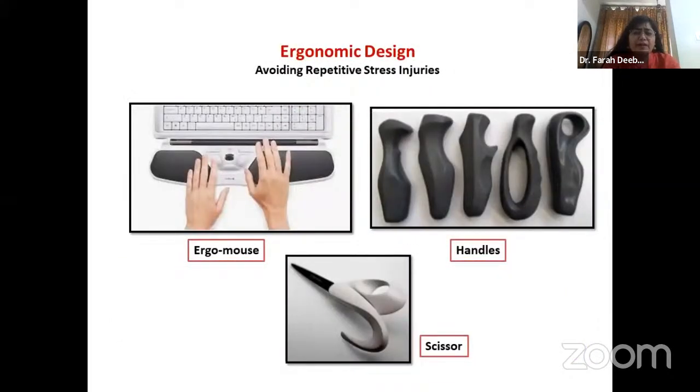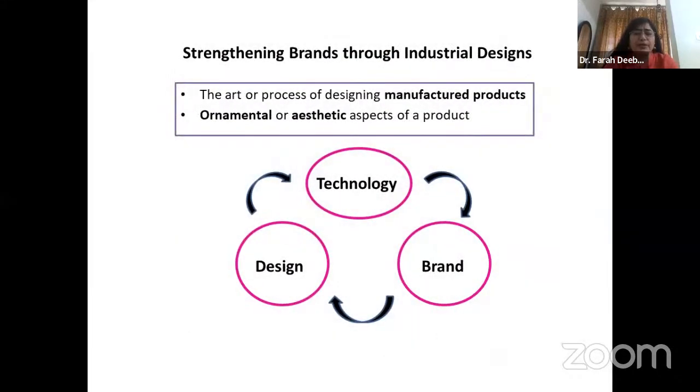Now, why do we need it? Because we spend so much of our time in front of a screen and using these mouse. So we have created an ergonomic mouse now. So these avoid repetitive stress injury that you may have in your carpal tunnel syndrome in your wrist and all that. So the handles and the scissors, these are all new design, which help create a system which will be more friendly to the human body. So there's a lot of thought that is going into it.